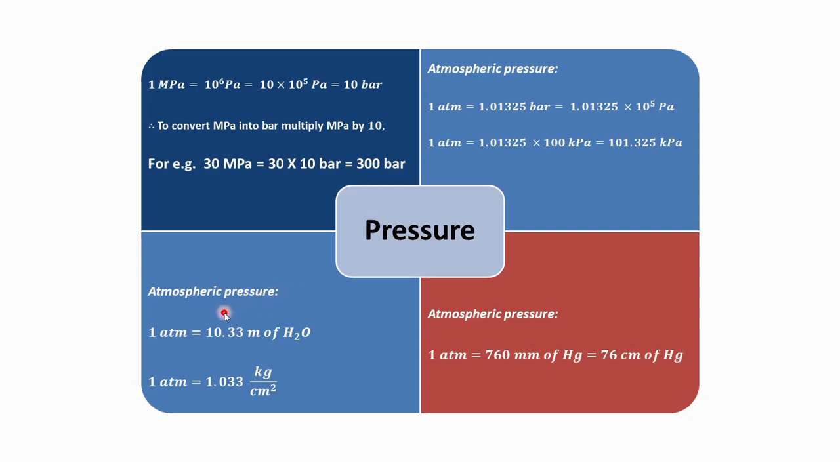Another way by which atmospheric pressure can be expressed is 1 atmosphere is 10.33 meter of water. It is also equal to 1.033 kg per centimeter square. And as we know, the famous unit is 1 atmosphere is 760 mm of Hg, or to convert mm into cm, we have to divide this by 10, so 76 centimeter of Hg.